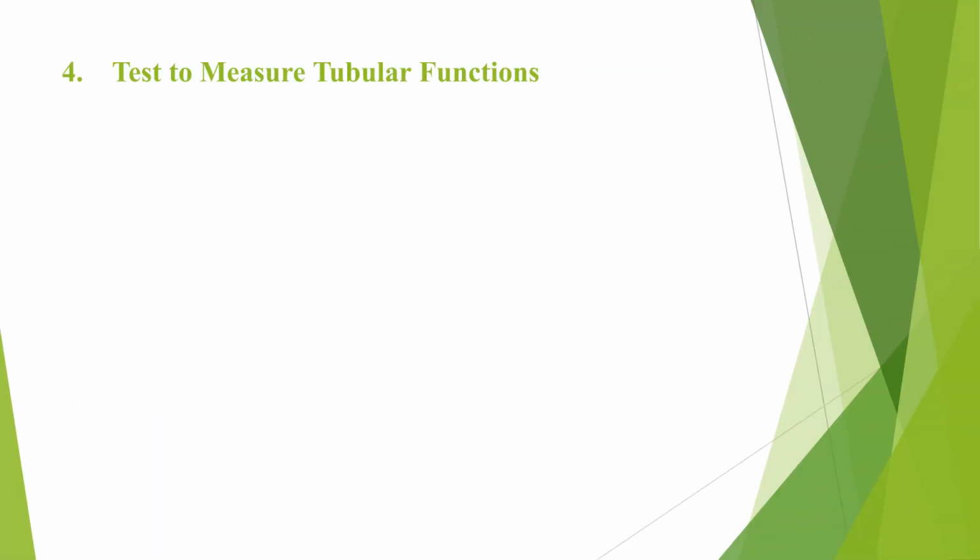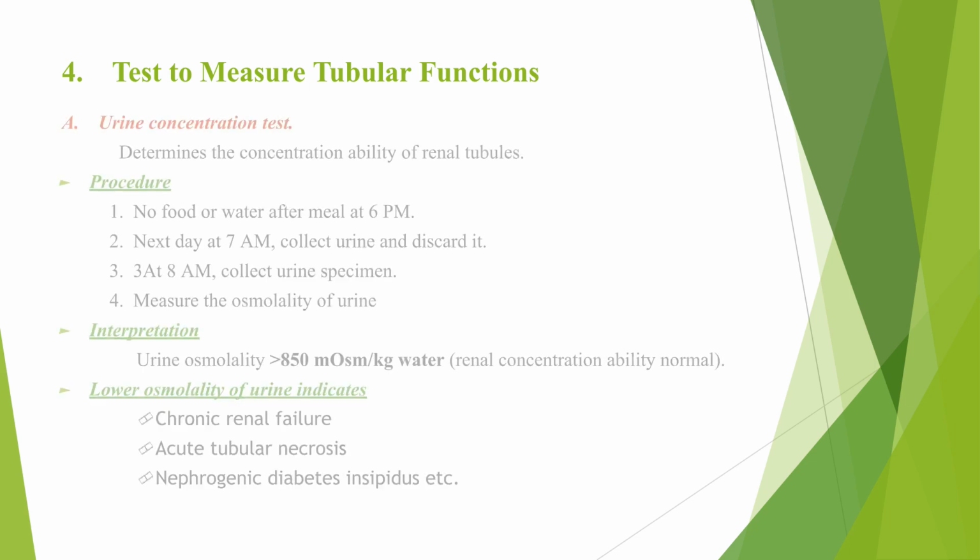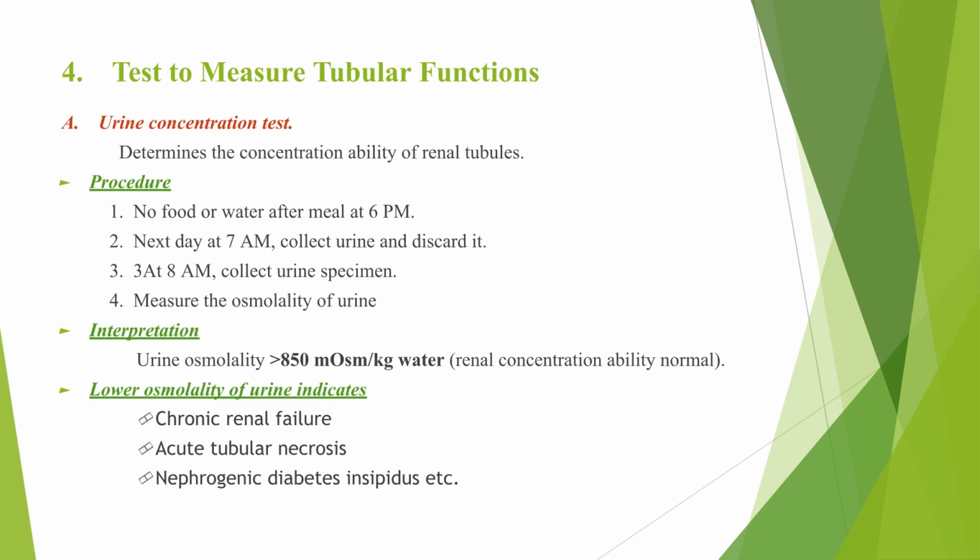Tests to measure tubular functions include the urine concentration test. This determines the renal tubule's concentration ability, assessed by measuring urine osmolality after water restriction. A lower osmolality may indicate chronic renal failure or acute tubular necrosis.